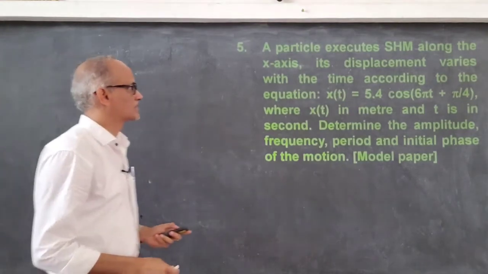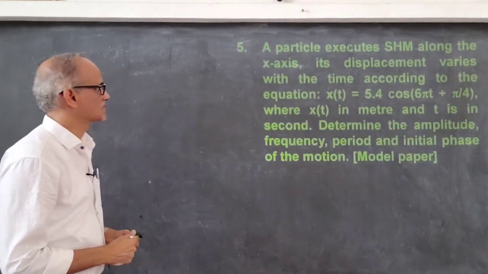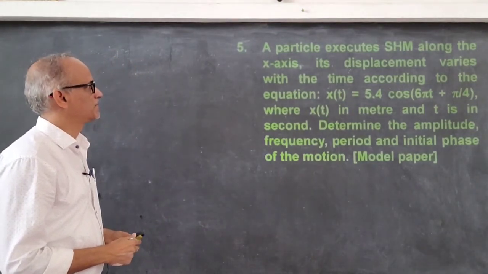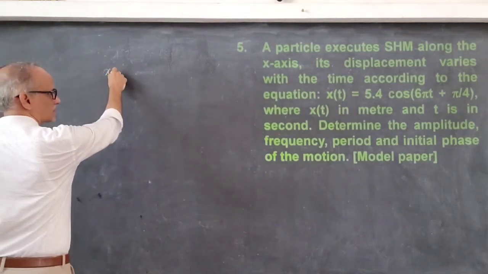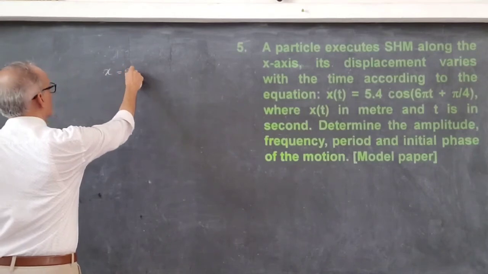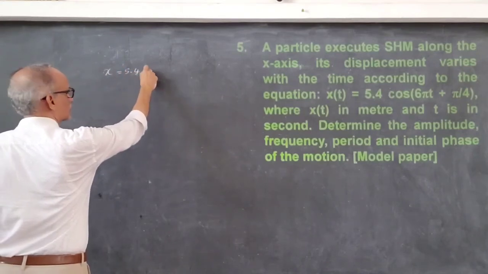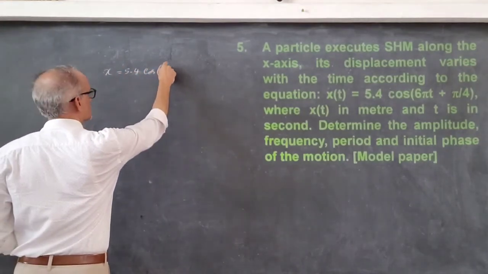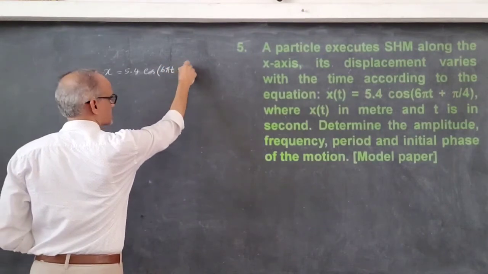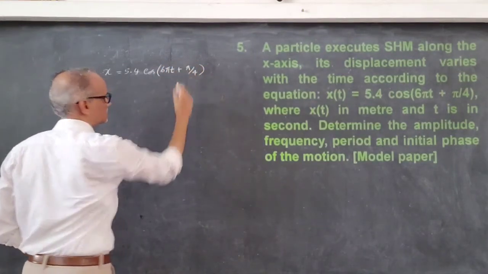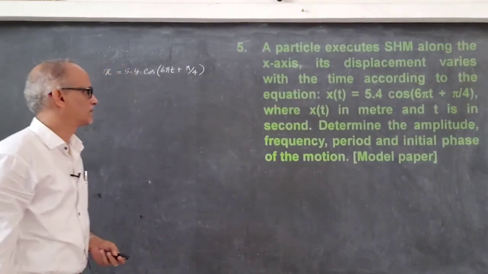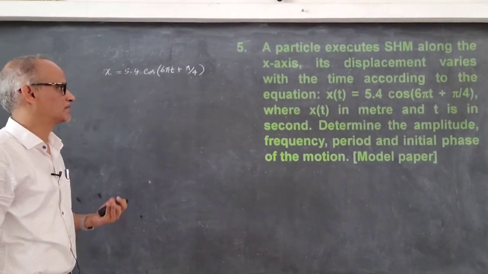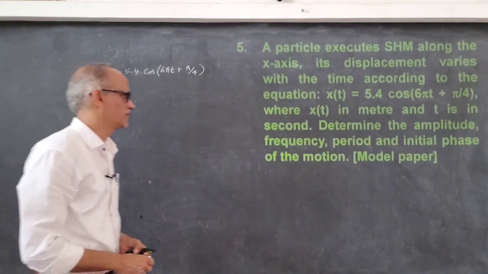A particle executes simple harmonic motion along the x-axis. The displacement varies with time according to the equation x = 5.4 cos(6πt + π/4), where x is in meters and t is in seconds. Determine the amplitude, the frequency, the period and the initial phase of the motion.